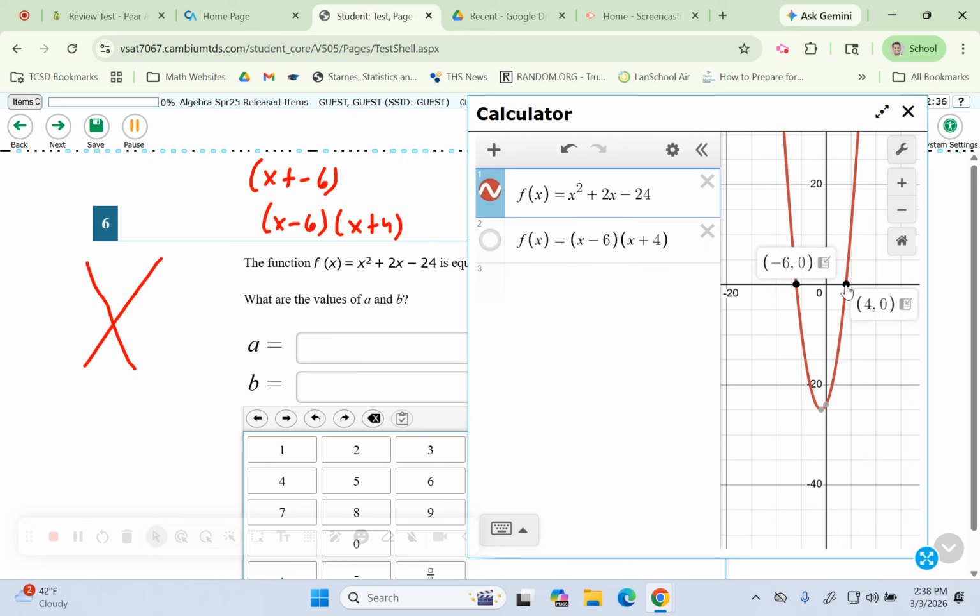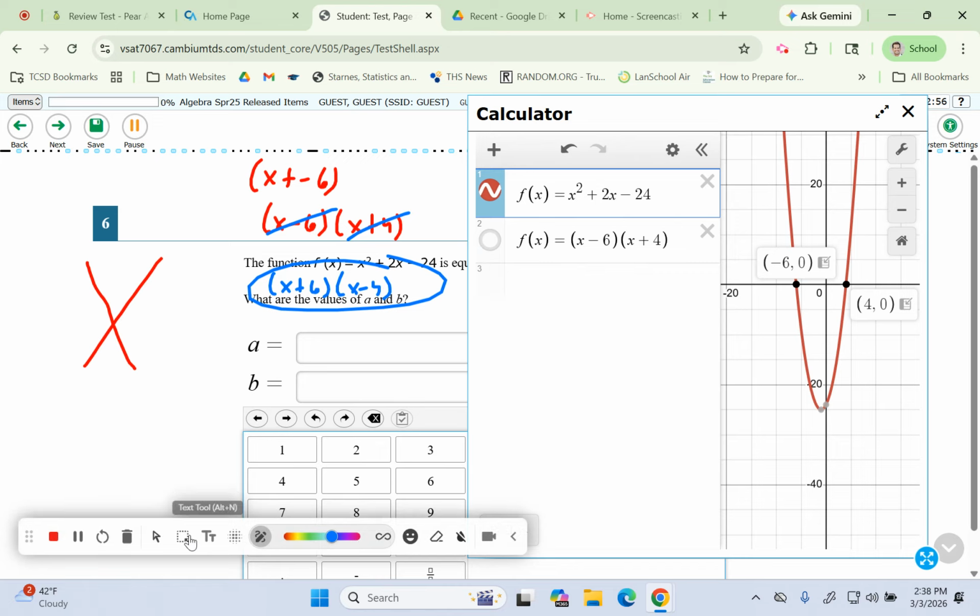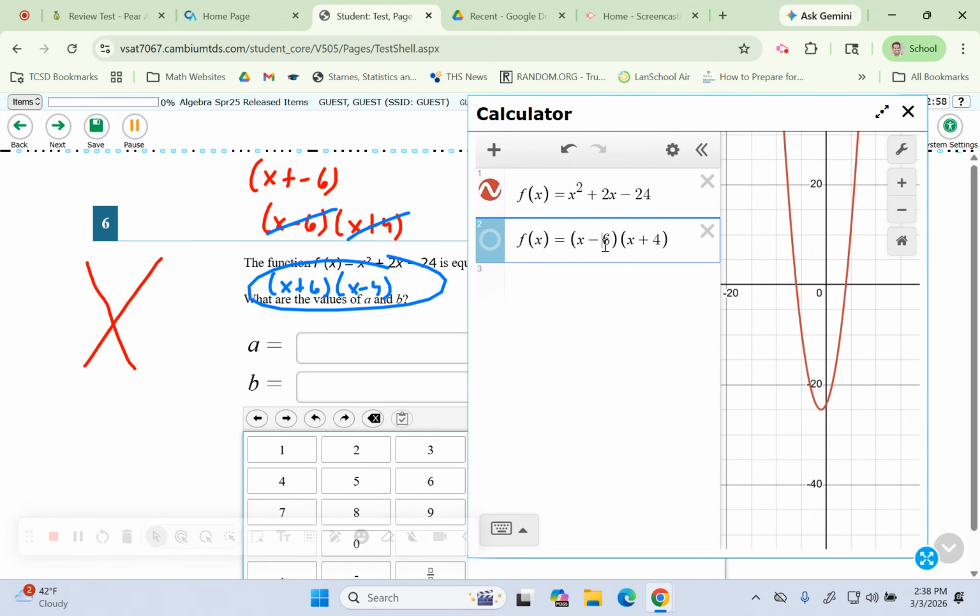So maybe instead of doing this over here, and I'll cross these off, I'll change to blue. Maybe instead of doing x minus 6, maybe we should do x plus 6. And maybe instead of x plus 4, maybe it should be x minus 4. So let's see what that comes out to be. And that's as simple as going back into this and changing the -6 to a +6, the +4 to a -4, turning it back on, and boom, it lines up. Click it off, they're equivalent.